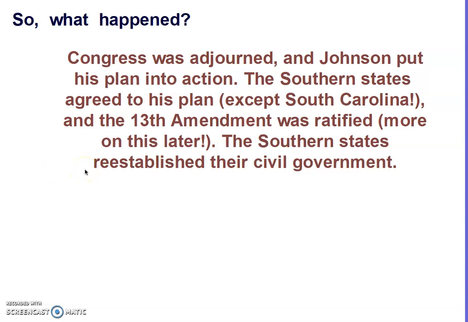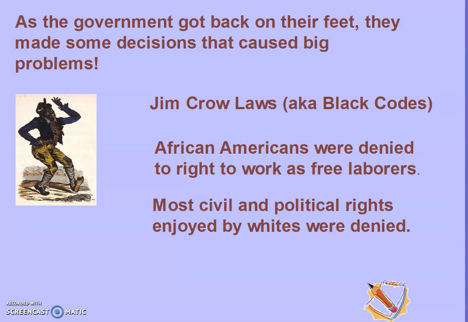So, what ended up happening? Congress was adjourned, and Johnson put his plan into action. The Southern states agreed to his plan, except South Carolina, and the 13th Amendment was ratified. The Southern states reestablished their own civil government. As the governments got back on their feet, they made some decisions that caused big problems.